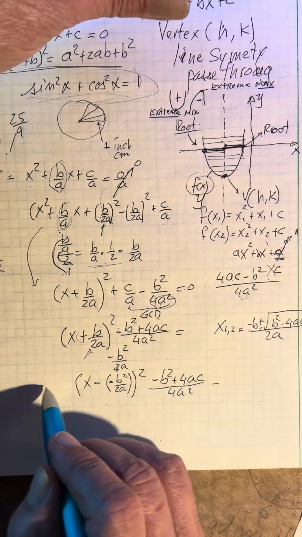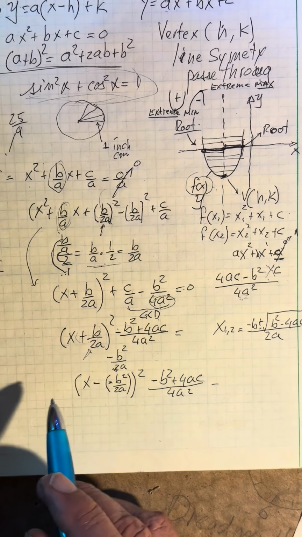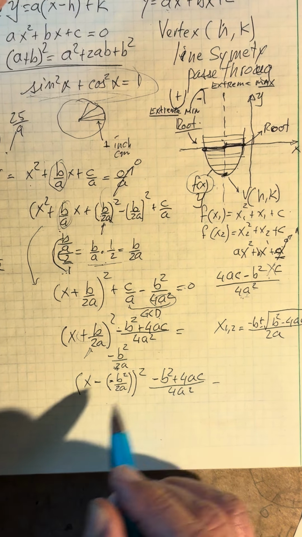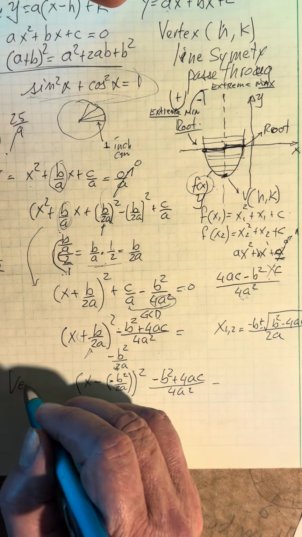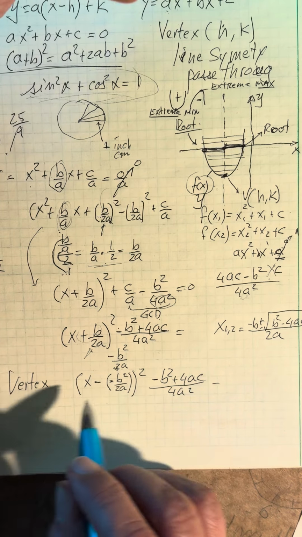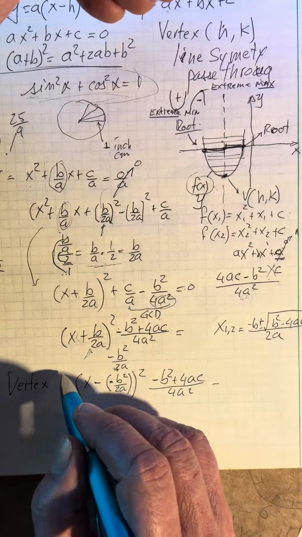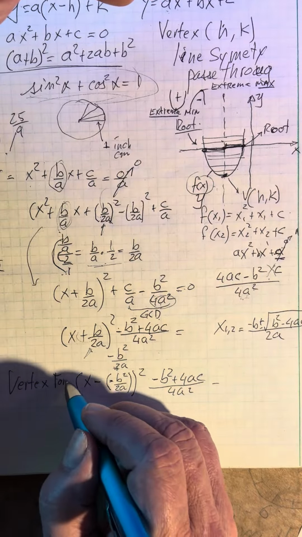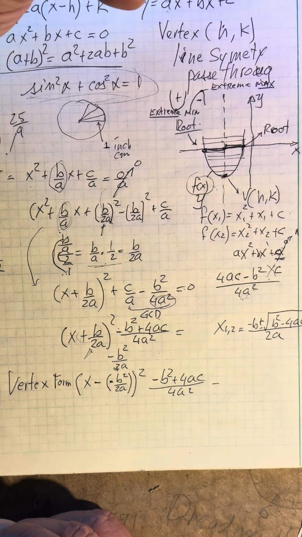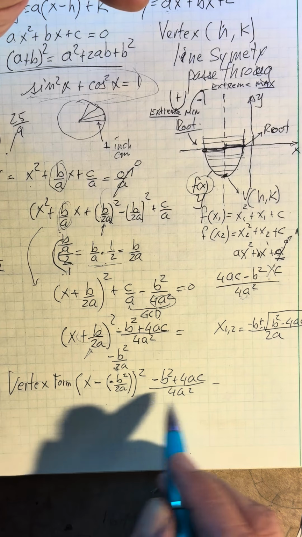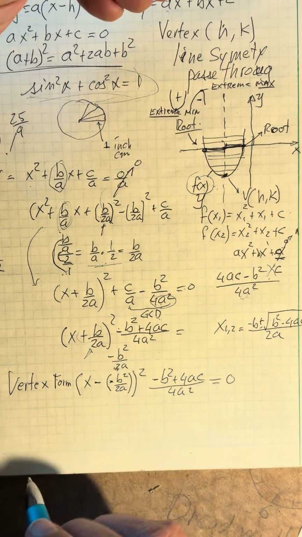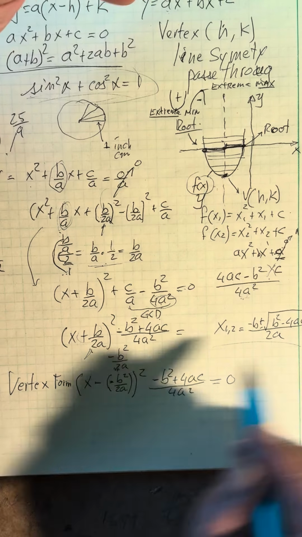This is the end of the derivation of the vertex formula. This is the formula. Well, vertex form. We call it the vertex form. And okay, so now we're going to solve this to find the quadratic equation.